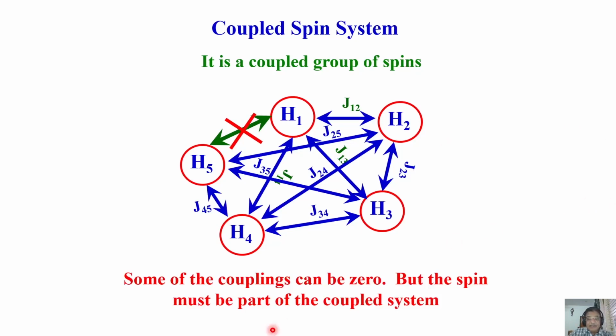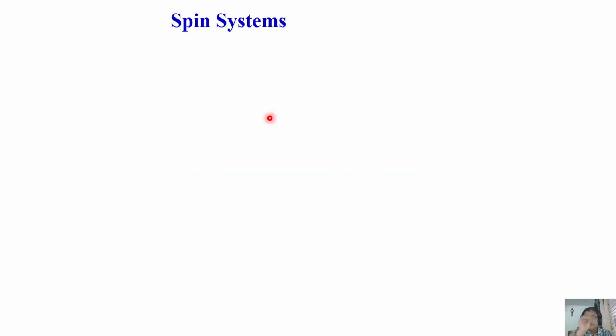And some of the couplings can be 0, but the spin must be a part of the coupled spin system, you see, for all these things. It might be coupled to this, but it is coupled to another system because the others are coupled to this. It is a spin system.